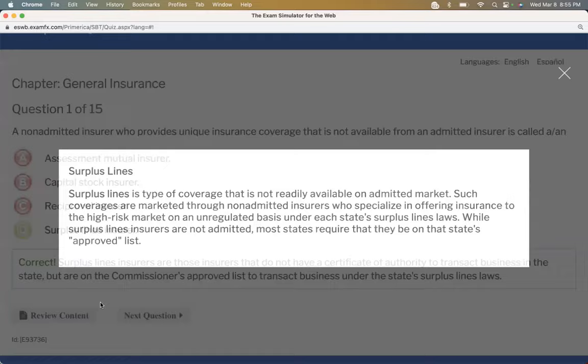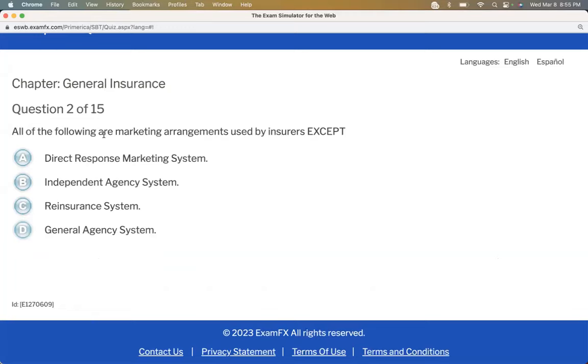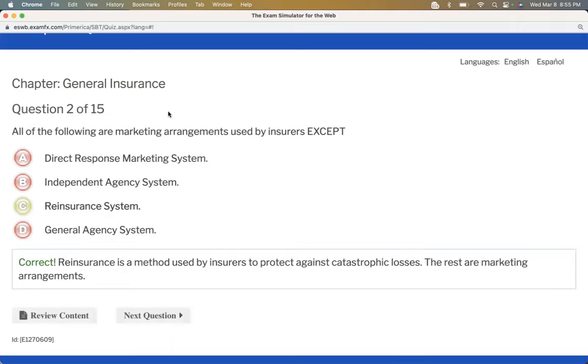All of the following are marketing arrangements used by insurers except... What do you think? I think it's D. D? C. D. Look at the rationale. Reinsurance is a method used by insurers to protect against catastrophic losses. The rest are marketing arrangements. So A, B, and D, it's all about sales and marketing. C, it's about protection.